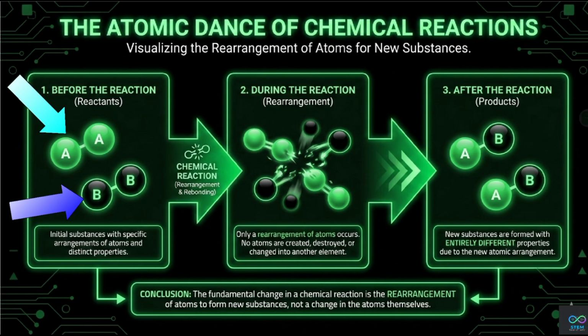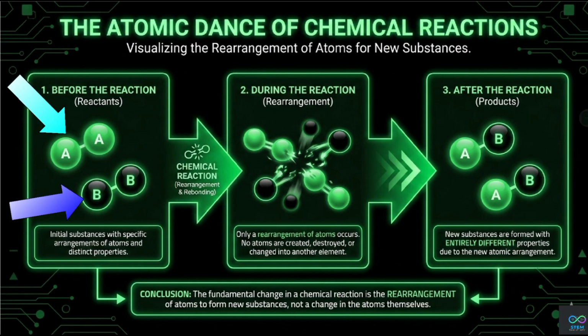Now look at the right side of the slide. Earlier, we had A2 and B2. Now we have AB and AB, new substances. Now think carefully. Are the atoms new? Are the atoms different elements? But properties are completely different. This is the most powerful idea in chemistry. Same atoms plus different arrangement equals completely different properties.